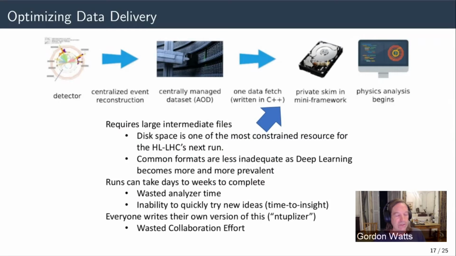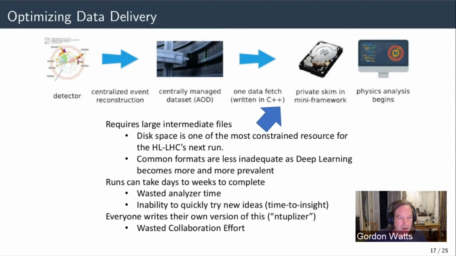This requires large intermediate files, and if you look through what's going to happen in the high luminosity LHC, disk space turns out to be one of the biggest drivers of cost and problems. It will constrain the physics that we have to do if we do not manage it carefully. And further, a lot of experiments have been moving towards common formats, but these are becoming less and less adequate now as deep learning becomes more and more prevalent in our analyses. And I'm talking about deep learning that's using low-level features, for example, hits in the detector. There's a lot of disk space involved in extracting those and saving those hits. And so as a result, the common, highly compressed formats tend not to have this low-level data, which makes these sorts of deep learning algorithms difficult.